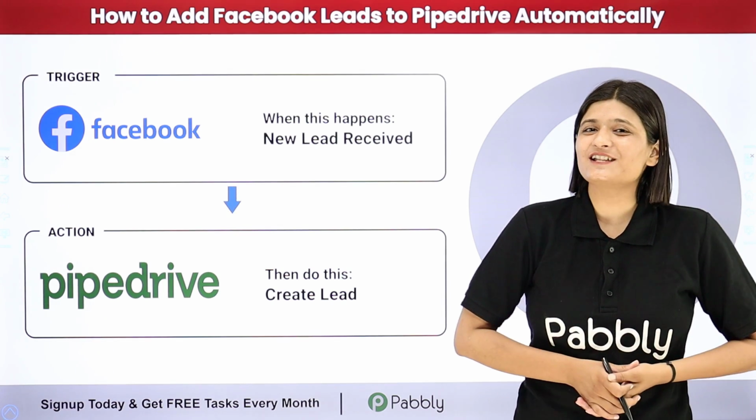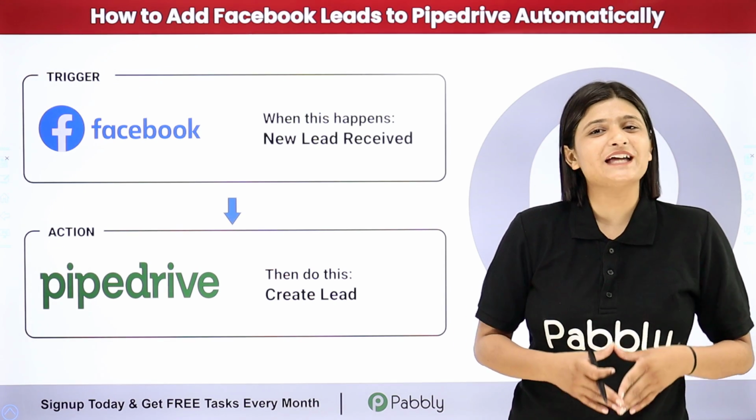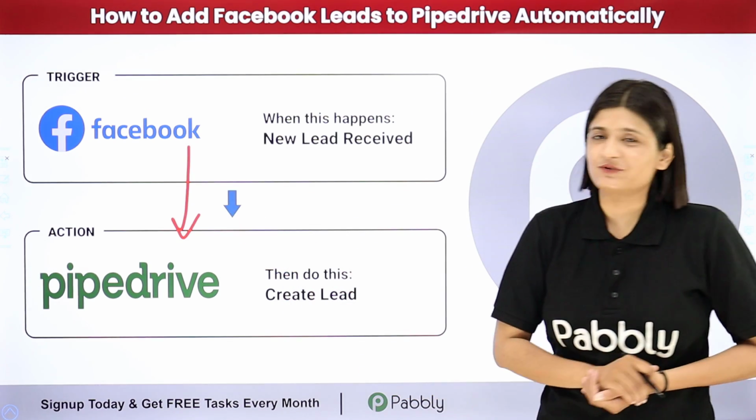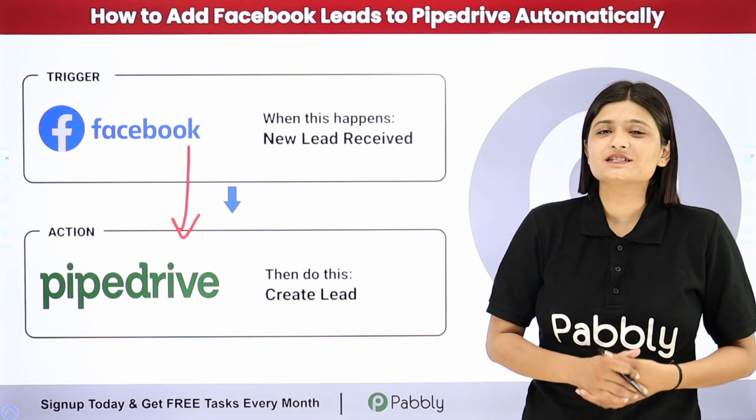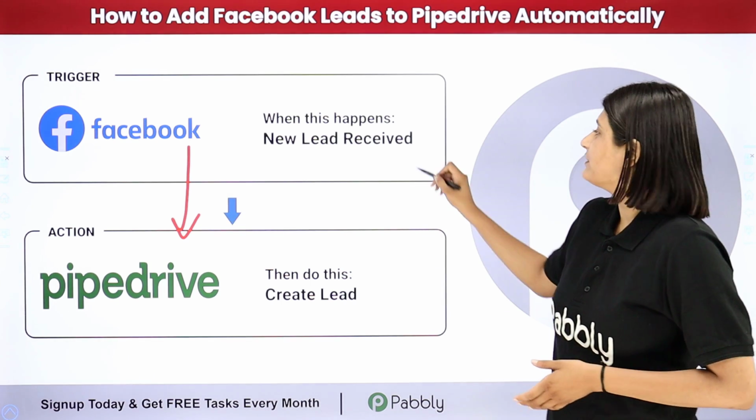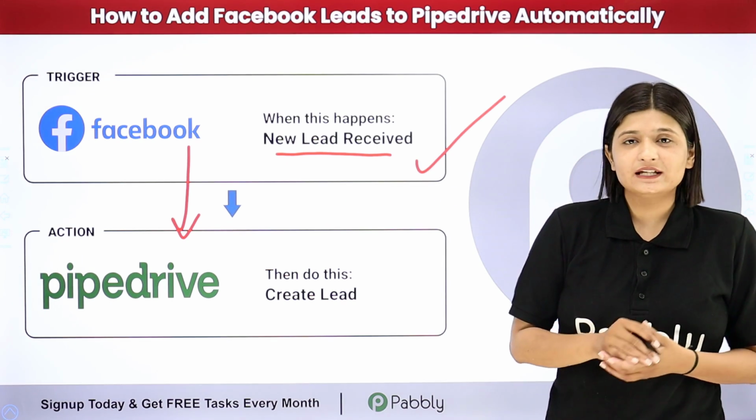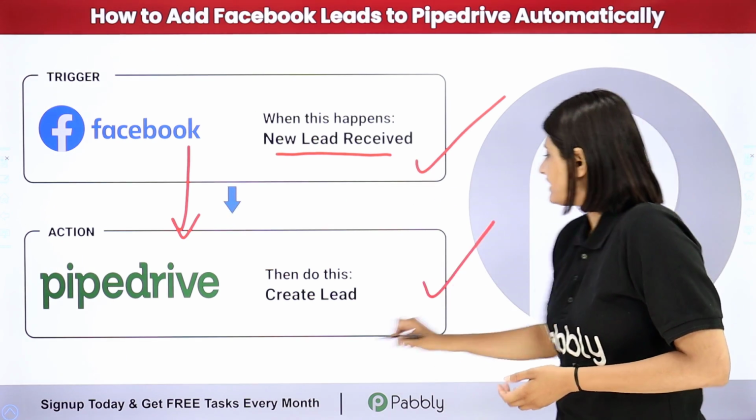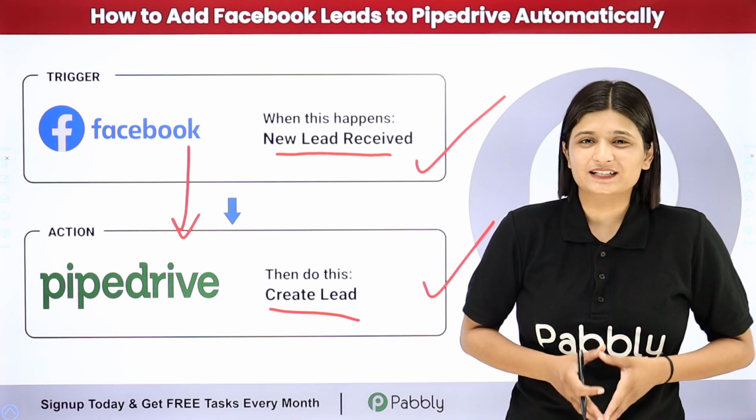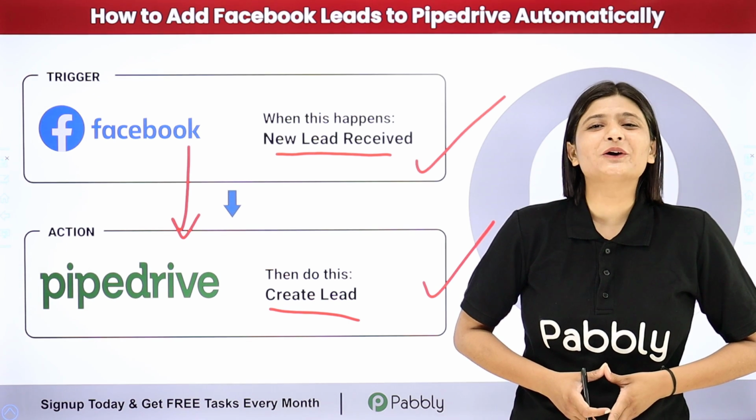Pabbly Connect is an amazing automation and integration software which requires no coding or programming skills. Here I just need to build a connection between Facebook lead ads and Pipedrive. Pabbly Connect runs on two principles, which are trigger and action. As my trigger application, I will take Facebook lead ads, where I will receive the new lead, and as my action application, I will take Pipedrive, where the lead will be created automatically as soon as the lead is received through Facebook lead ads. If you want to learn this amazing automation step by step, let me take you to my screen.